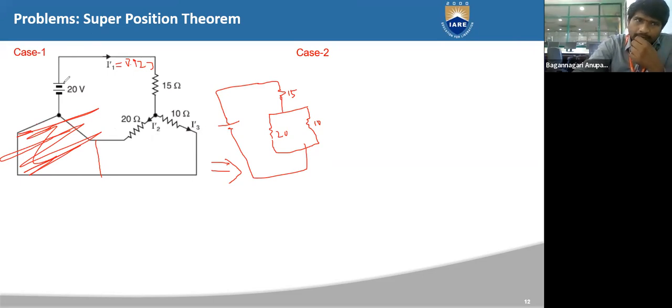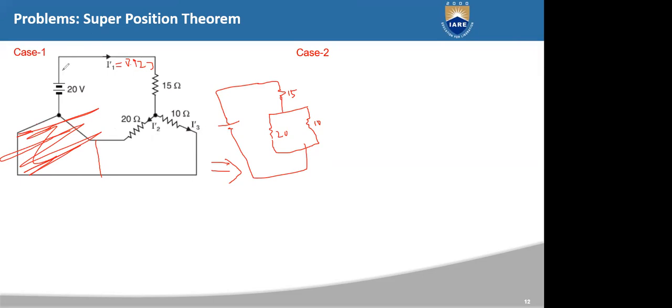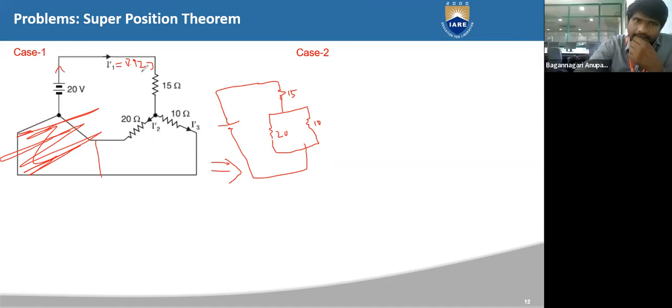The total current comes from the I1 source, right? So it's just like I1 dash. So this is the total current now. Now that current is going to divide into two terms. What is that? I2 dash and I3 dash. So calculate the value of I2 dash and I3 dash.